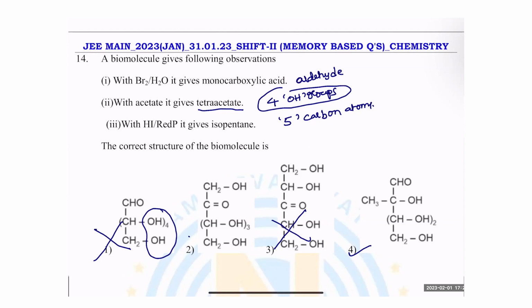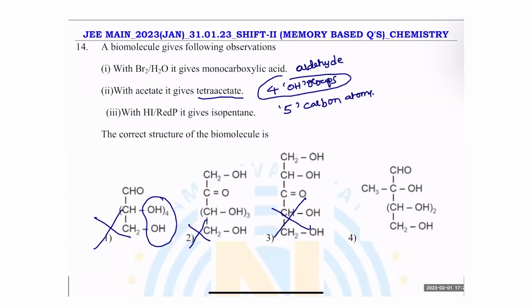Second option, there is a ketone, so that is ruled out. And the third option is also ruled out. And the fourth option, yes, it has an aldehyde group, and also here 2 OH groups, here 1 OH group, 4 OH groups. Even with only hint number 1 and hint number 2, we got the answer.